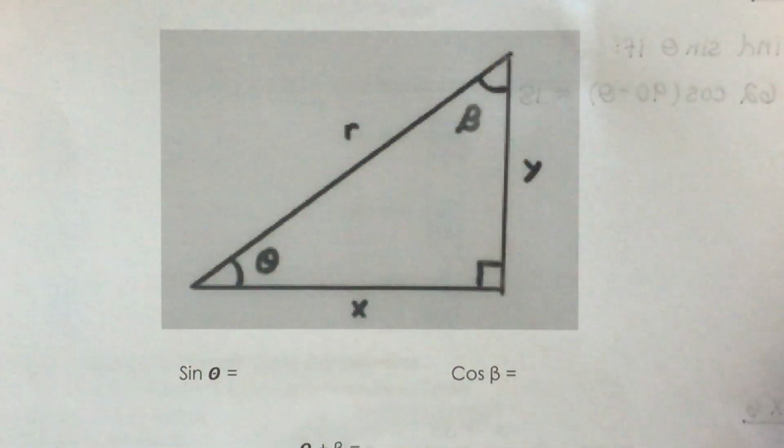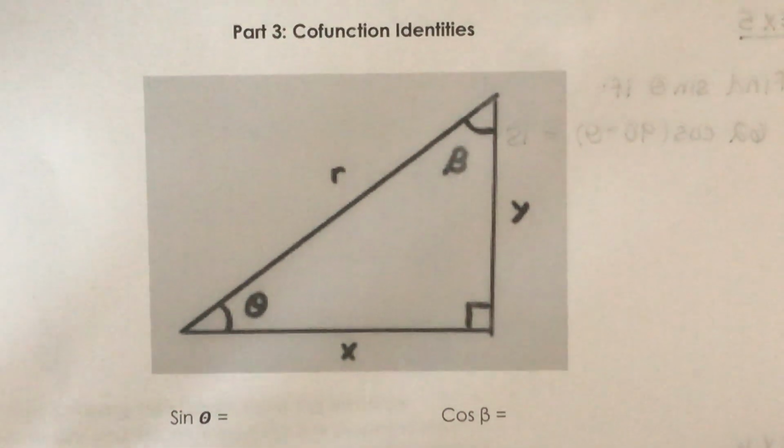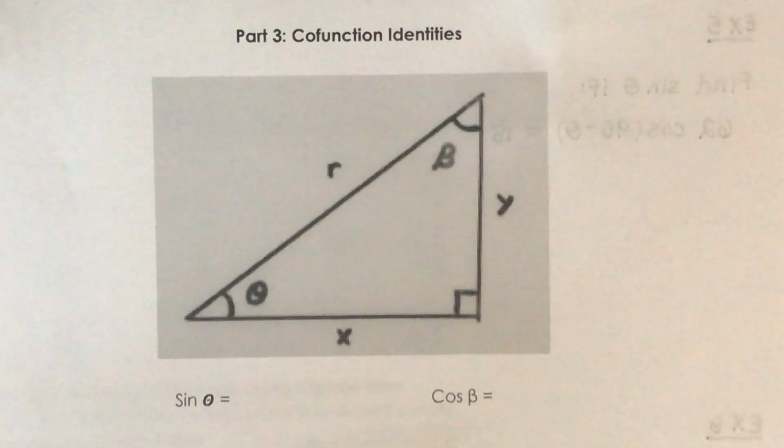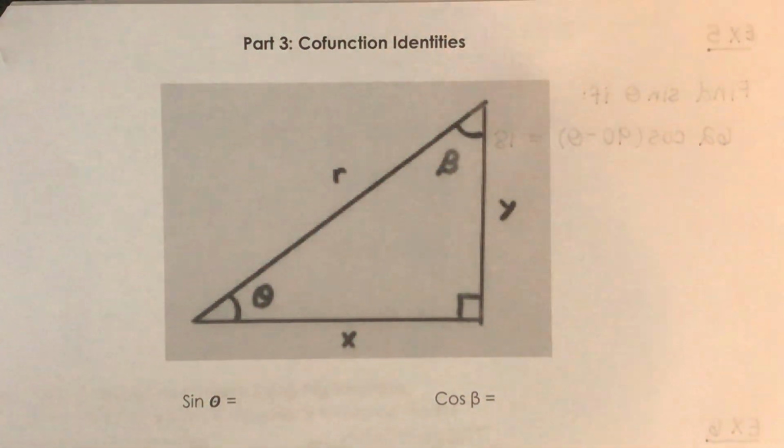All right, part 3. Cofunction identities. Cofunction identities are going to be as follows. There are identities that kind of work together with each other.